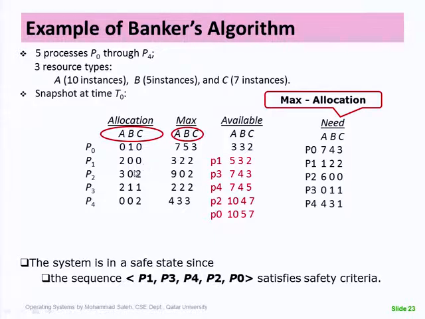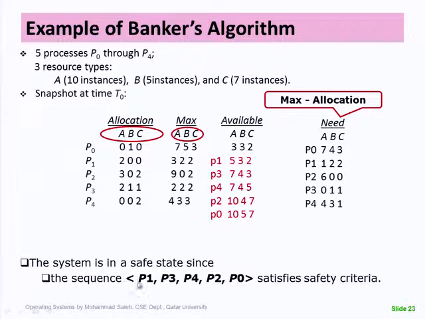P2 is finished, and by that we get what it was using. It was using 3 of A and 2 of C, and that will be added to the A and C resources. So as a result, we have 10, 4, 7. Finally, we execute P0, which needs 7, 4, 3, and we already have. Executing P0, we get the resource that it was using, which is 1 resource of B, adding it to what we had here, which is 4. And as a result, we have 10, 5, 7, which are the initial resources that the system has. And we managed to execute all processes.